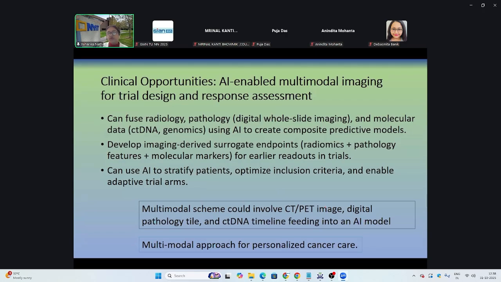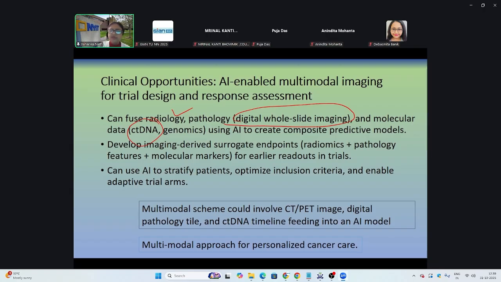So clinical opportunities, again: AI-enabled multimodal imaging for trial design and response. It's a lot of words, but the opportunity is that you can use multimodal imaging, such as radiology. You can fuse the radiology and the digital whole slide imaging. Take the whole slide, don't put it on the microscope, but put it under a machine. And you can include circulating tumor DNA, a small amount of circulating DNA, and include genomics. We didn't talk about genomics, so let it go.